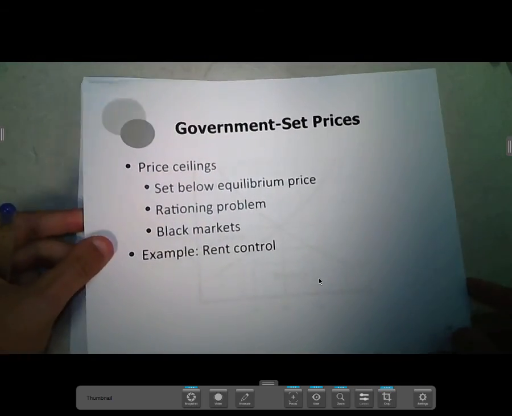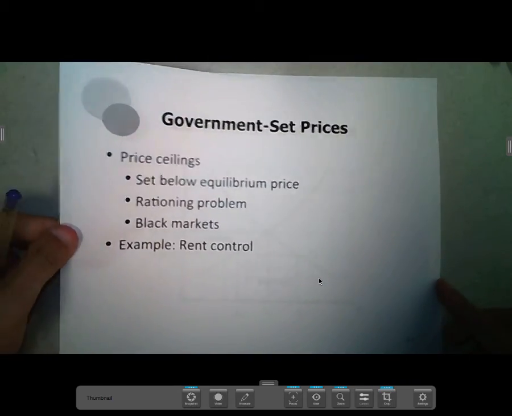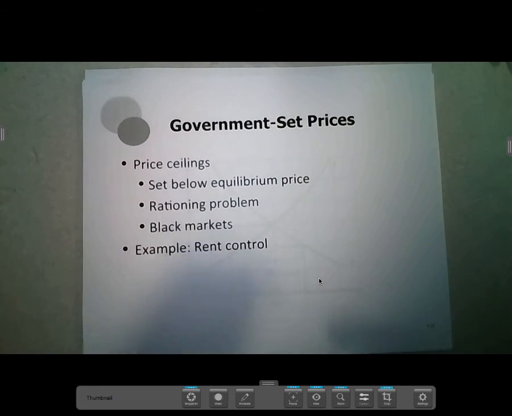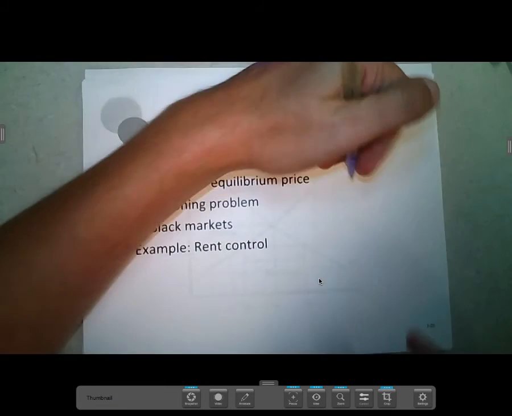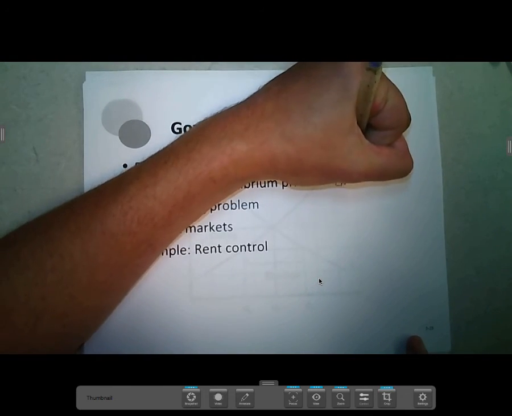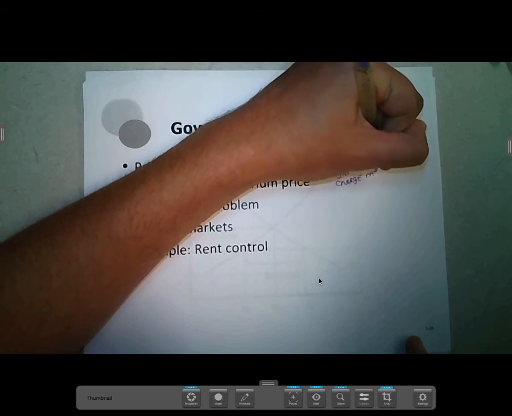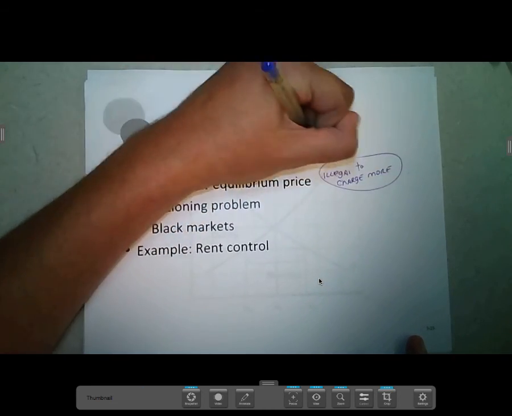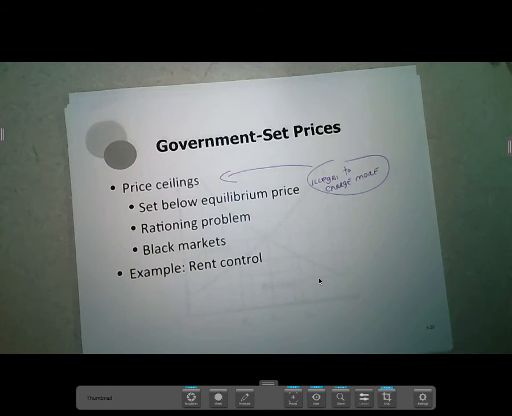Now, as I've kind of implied here, the government sometimes is unhappy with the price. Most of the time, the government is unhappy with the price being too high. So what they do is they set a price that's below the equilibrium price, where it's basically illegal to charge more. That is what a price ceiling law does. It's illegal to charge more.